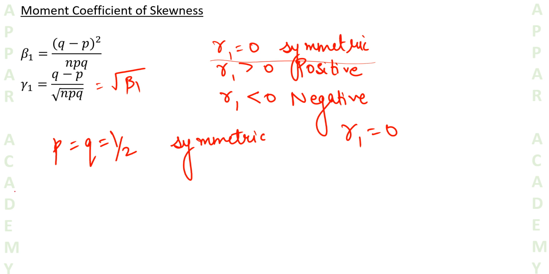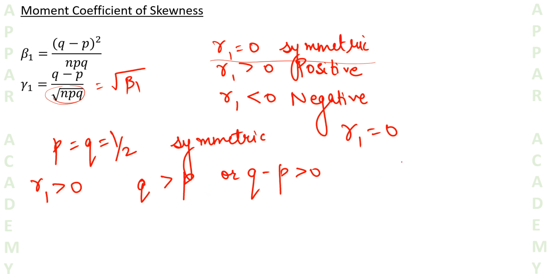Further, it is positively skewed, that is, gamma 1 is greater than 0, when, we all know that the denominator is a positive number. So Q minus P must be greater than 0, that is, Q is greater than P. Whenever Q is greater than P, or Q minus P is greater than 0, it is a positively skewed distribution. Also, you can find one more formula from it.